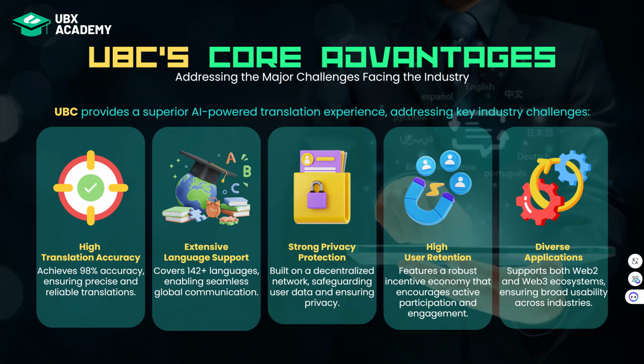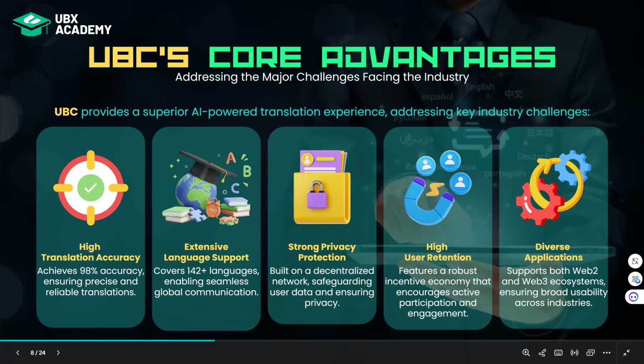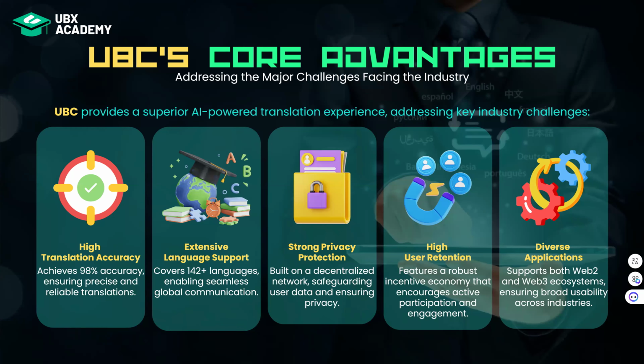So UBC is building a truly decentralized global language network. It is able to provide support in both the Web 2 and Web 3 ecosystems to ensure broader usability across the industry. Just imagine a crypto project hosting an AMA session. Participants come from many different regions across the world, but struggle to follow the discussion due to the language barrier. With these Unicorn devices, everyone can participate in real time, breaking down the barrier and building trust.